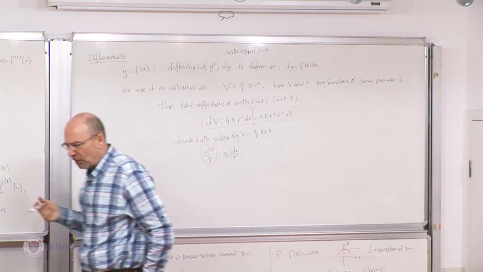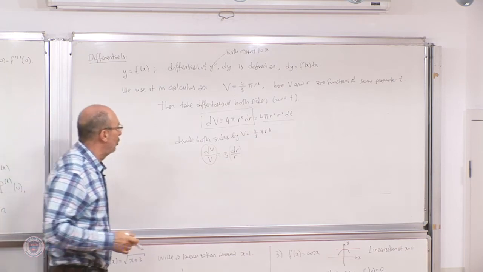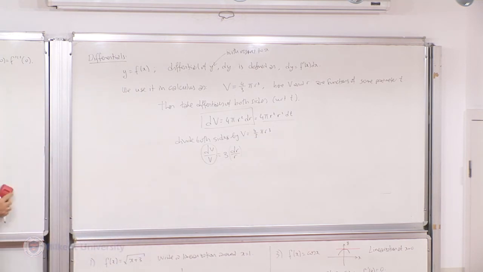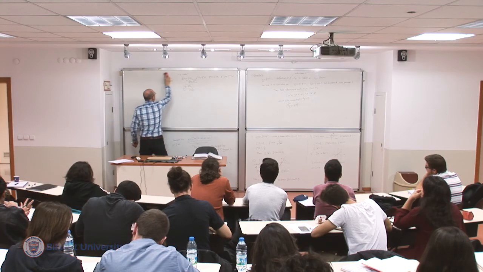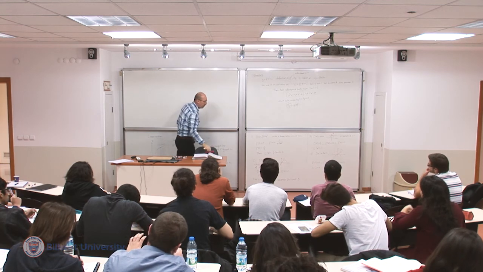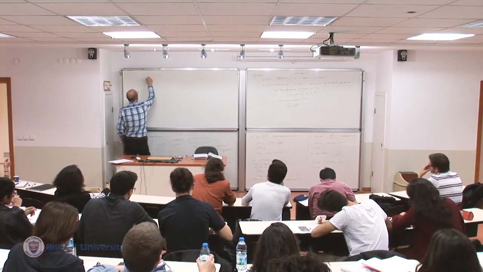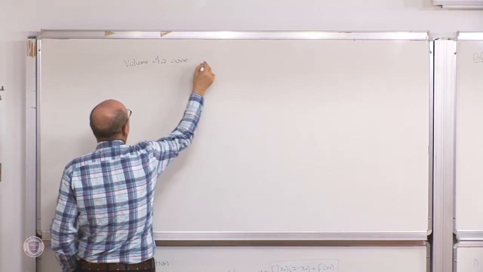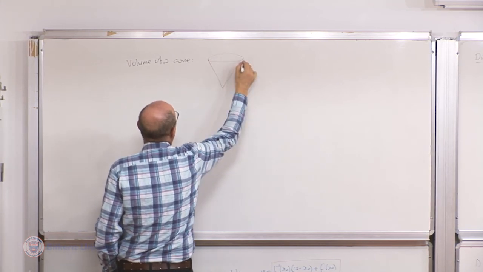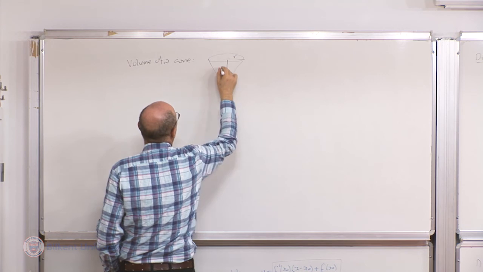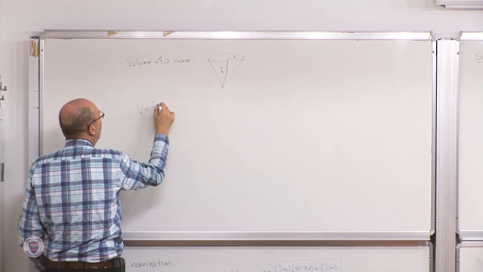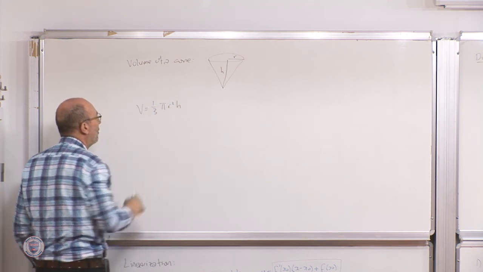Sometimes a function has 2 variables in it. So for example, let's give another example: the volume of a cone. Let's draw a picture. We like upside down cones in calculus, so we draw it this way. So the volume is equal to 1 over 3 pi r squared h.